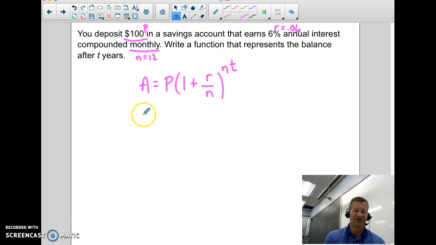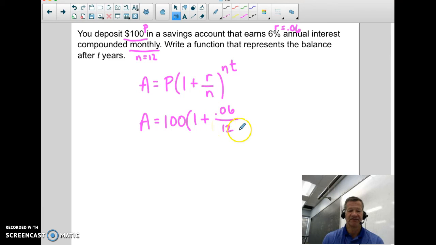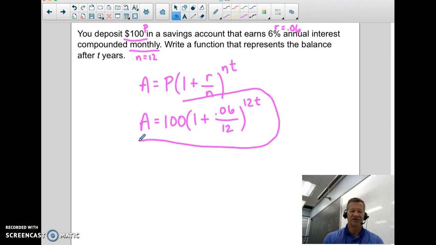Okay, so let's see what this is. A is what we're trying to find. We don't know. The principal is $100 times 1 plus the interest rate is 6%, so 0.06, but we're going to split that up into 12 pieces. So divide by 12, which is our n, all to the 12t, which basically means we're going to apply the interest 12 times a year for however many years. This is the function that we are looking for. Notice we're not looking for an answer here, we're looking for a function.